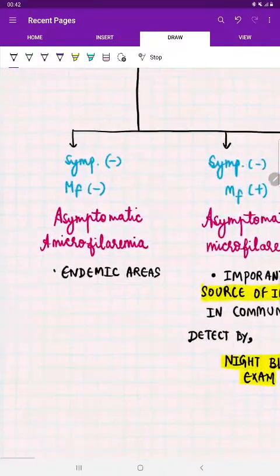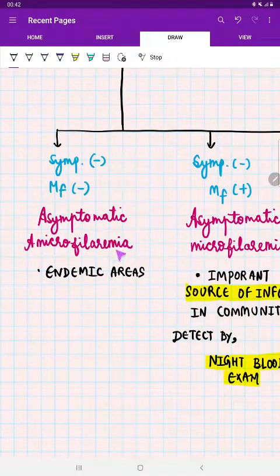Before that, we'll see what is asymptomatic amicrofilaremia. This is seen in the endemic areas. The person has the infection, but he doesn't have symptoms and doesn't have microfilaria in the blood. You remember the time, no? He is in the pre-patent period, wherein the infectious larva is present in the body, but it has not yet formed into the microfilaria.